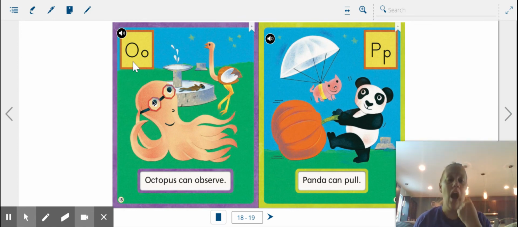O says, aw. Octopus can observe. That octopus has glasses on. That's kind of silly. Observe means he's looking at everything around him and learning about things. P says panda can pull.